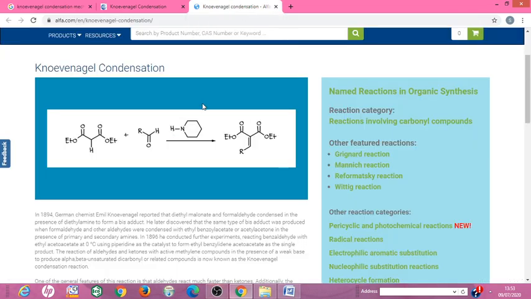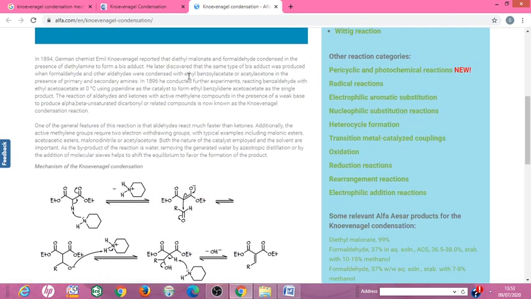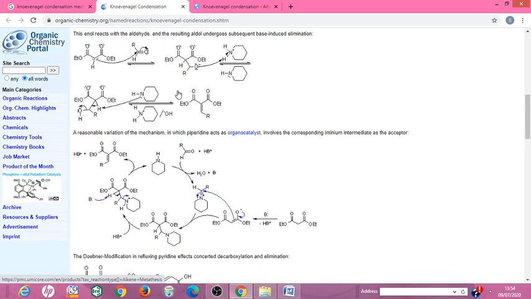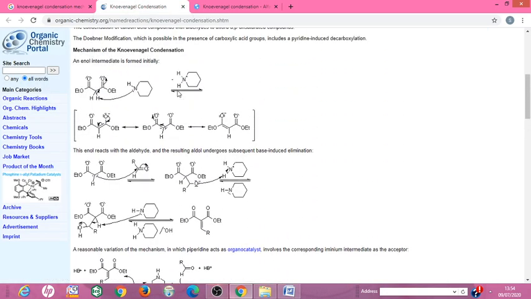Next is the mechanism of the Knoevenagel condensation reaction. This is the simple mechanism of the Knoevenagel condensation reaction. The mechanism generally involves three steps. Step first is the formation of a carbanion. This is the carbanion.